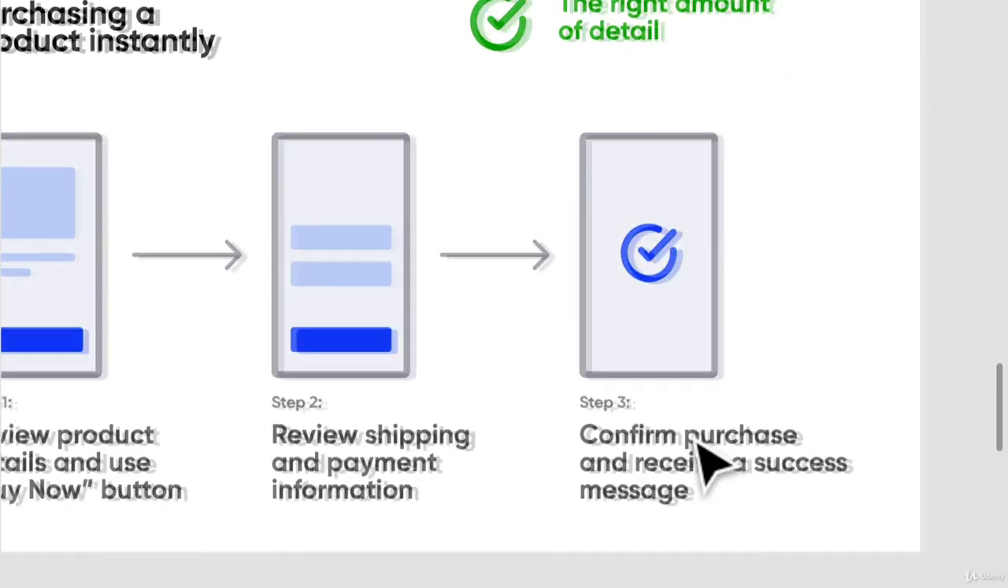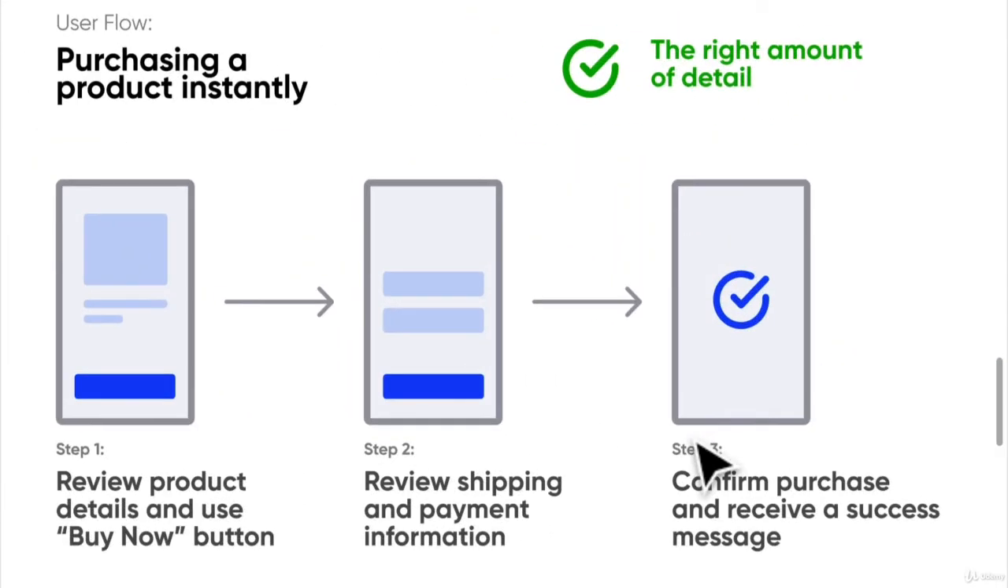This is what you should probably be doing. Add the right amount of detail outlining each step and goal. This way, anyone can read and understand your flow. So I know that this flow is purchasing a product instantly, and that can mean a lot of things, but we can break that up into several flows. So I can review a product's details and use the buy now button, and that pushes me into the next step.